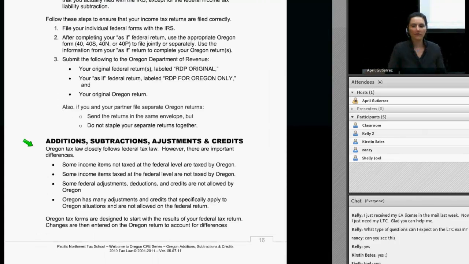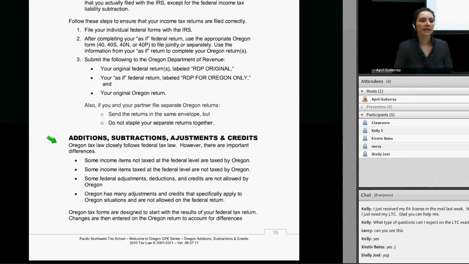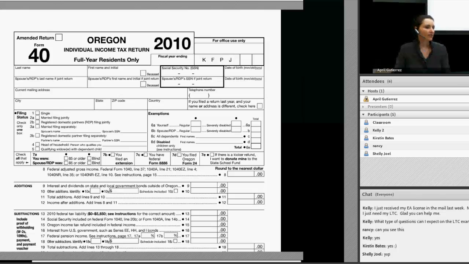Okay, we are at the point where we're going to get into the real meat of today, which is additions, subtractions, adjustments, and credits for Oregon. I'm starting this part of our session, on Oregon additions, subtractions, and credits, by taking a look at the front of the Oregon Form 40.